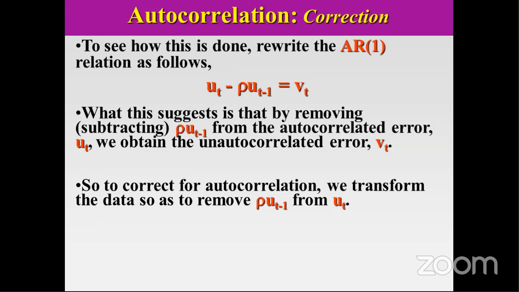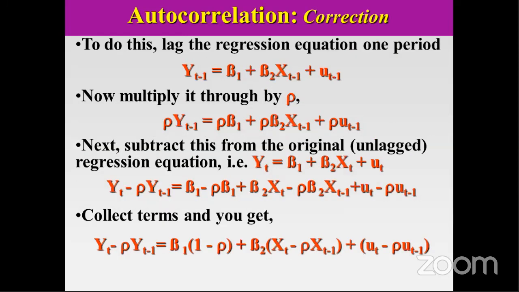So to correct the problem of autocorrelation, we transform the data so as to remove rho ut-1 from ut. So how do we remove this rho ut-1 from ut? The procedure is as follows. First we have the original equation. Earlier we noted that our simple regression model is yt = beta1 + beta2 xt + ut. Now we have expressed the same regression with one period lag.